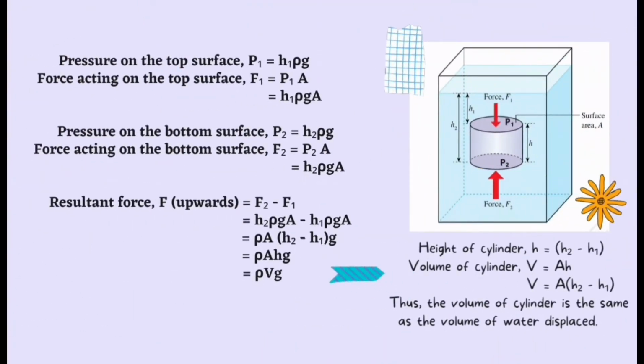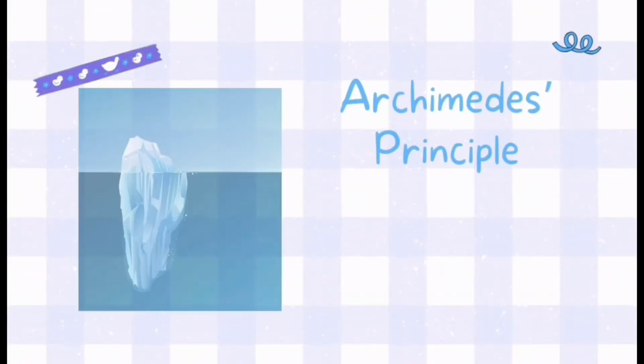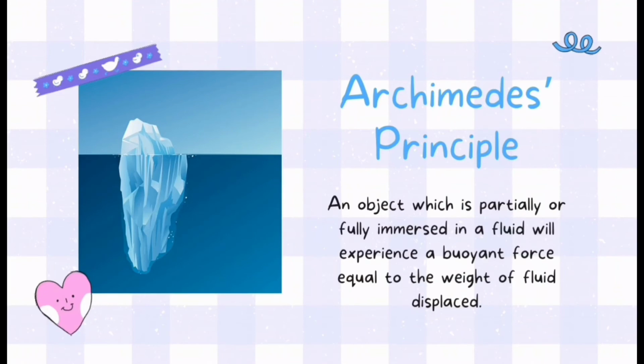In the diagram, the pressure acting on the top surface is labeled as P1, while the pressure acting on the bottom surface is labeled as P2. The force acting on the top surface is labeled as F1 and the bottom surface F2. When the pressure at P1 increases, the force at F1 also increases. The same occurs at P2 and F2. When we deduct the force at F1 from F2, we will get an upward resultant force, which is the buoyant force.